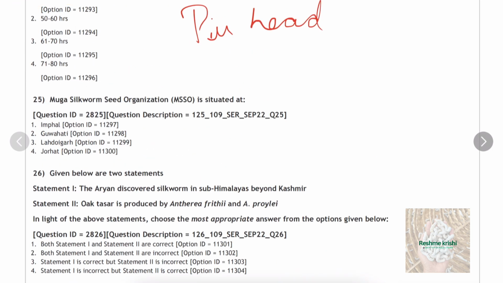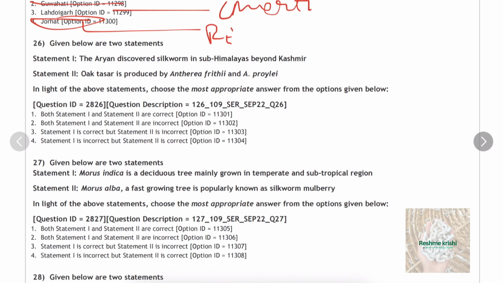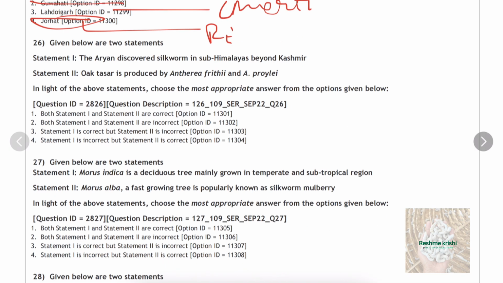Muga Silkworm Seed Organization is basically a location-based question. We all know, no need to discuss more. It is in Guwahati, right? Ladaigar, CMERTI, then Jorhat, I think there is a REC in Jorhat. And Ladaigar is present in Jorhat, that is a different matter. The answer is Guwahati, meaning MESSO is present in Guwahati.